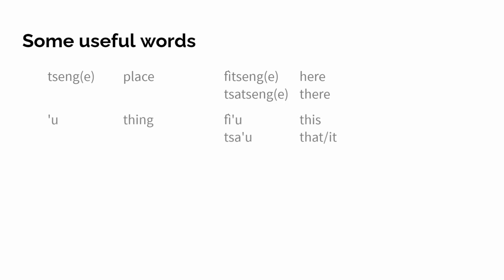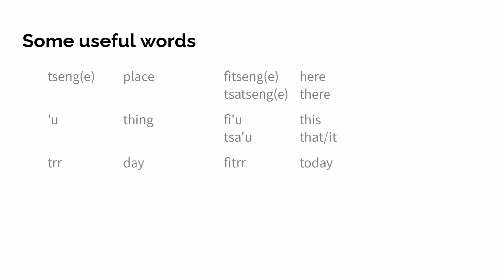We have 'u, which is a thing, and then we have fì'u, this thing, or tsa'u, that thing, and they're used to say this and that. Tsa'u also is used as a pronoun it. So these two are very, very important. Keep them in mind for your future Na'vi studying. You will see them a lot.